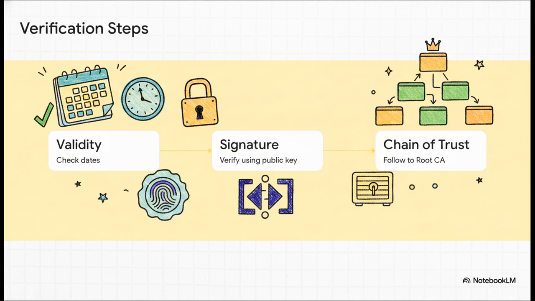Second, the digital signature. The system uses the issuer's public key to mathematically prove that the certificate has not been altered in transit. And third, exactly as we just discussed, the system follows that chain of trust all the way up to a localized pre-trusted root CA. Every single one of these steps must pass flawlessly for trust to be established.